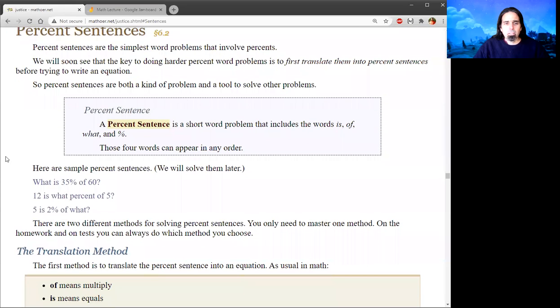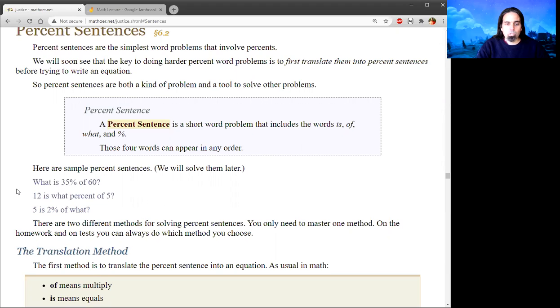So a percent sentence is a short word problem that includes the words is, of, what, and percent, and they can appear in any order. In the sample ones on the screen, the first one has the what at the very beginning of the sentence, then the what is in the middle, and then the what is at the end.